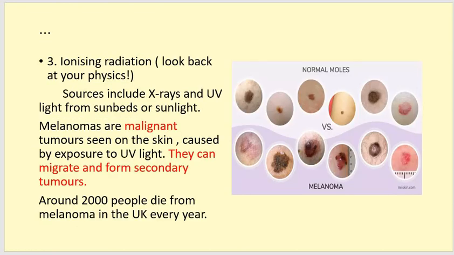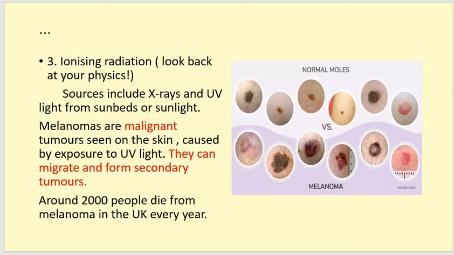Third cause, ionizing radiation. We learned about this when we learned about alpha, beta and gamma rays, which was about February time, I think, for most people. But as well as getting them from X-rays, you can get radiation from sunbeds or from sunlight, and this can cause melanoma. You've got a diagram over here showing you ordinary moles that aren't a problem and melanoma moles that are a problem. The problem with these is because they are malignant.